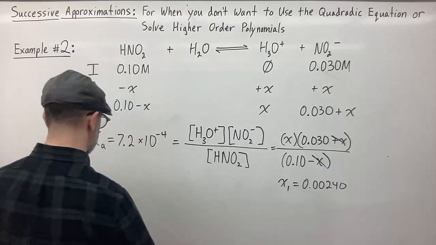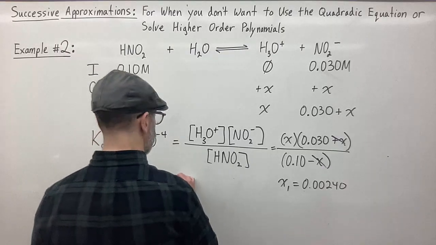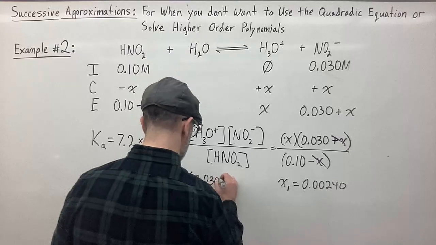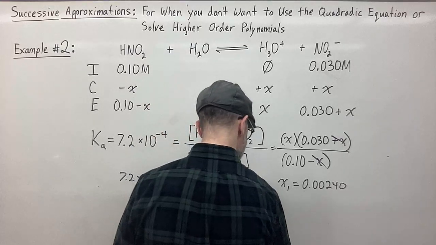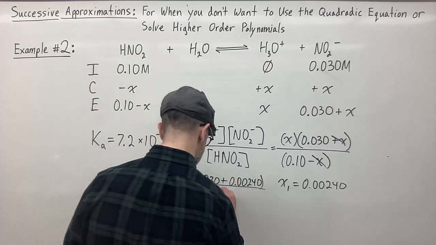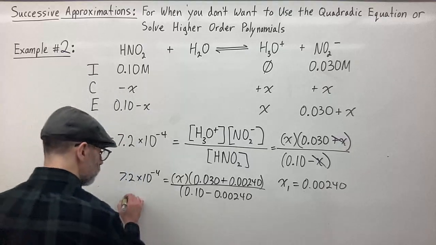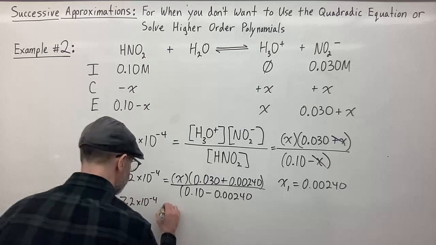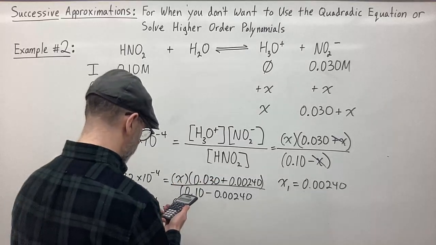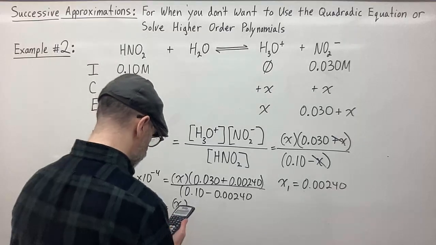All right, let me bring this lower. So 7.2 times 10 to the negative 4 is equal to x times 0.030 plus, sorry, it's plus 0.00240, and then this is going to be 0.10 minus 0.00240, and then when I do that, I get 7.2 times 10 to the negative 4 times x, and then I'm going to add, right, so this time I'm going to add 0.03 plus 0.0024 equals, yeah, that's much better.